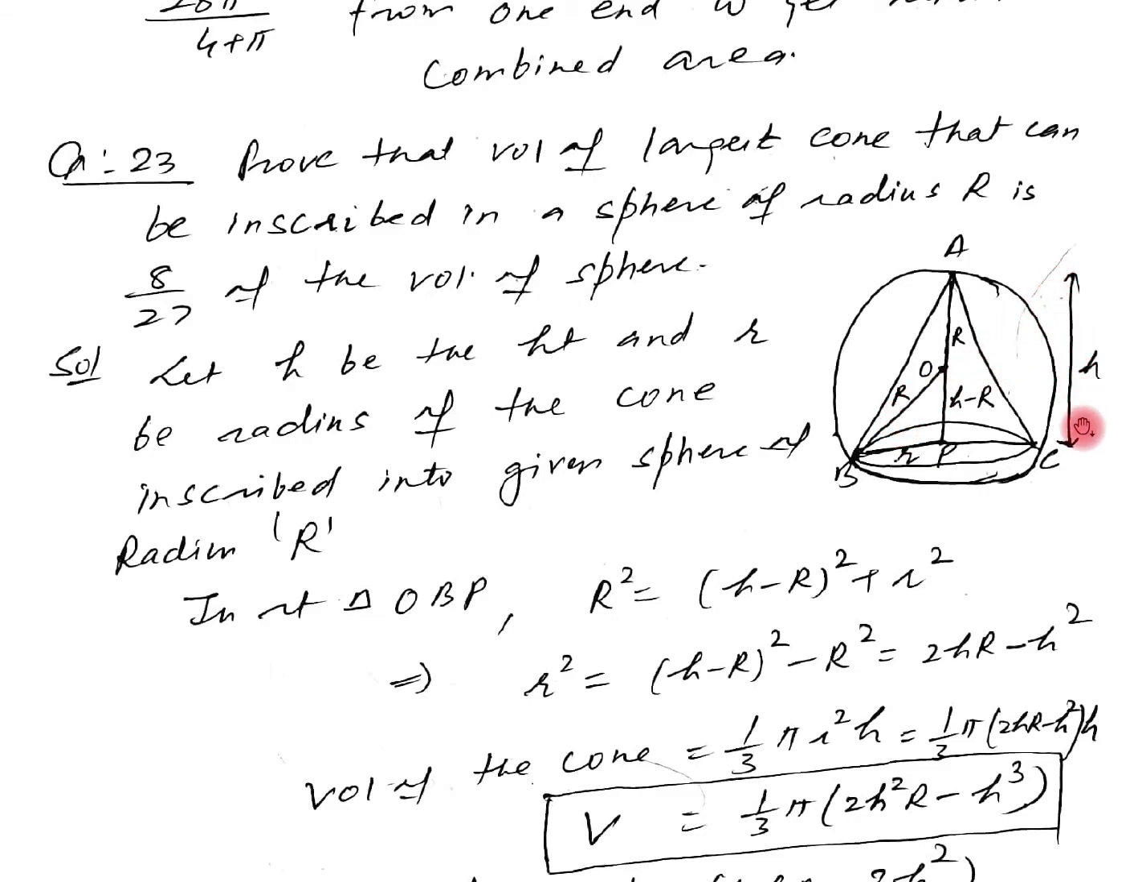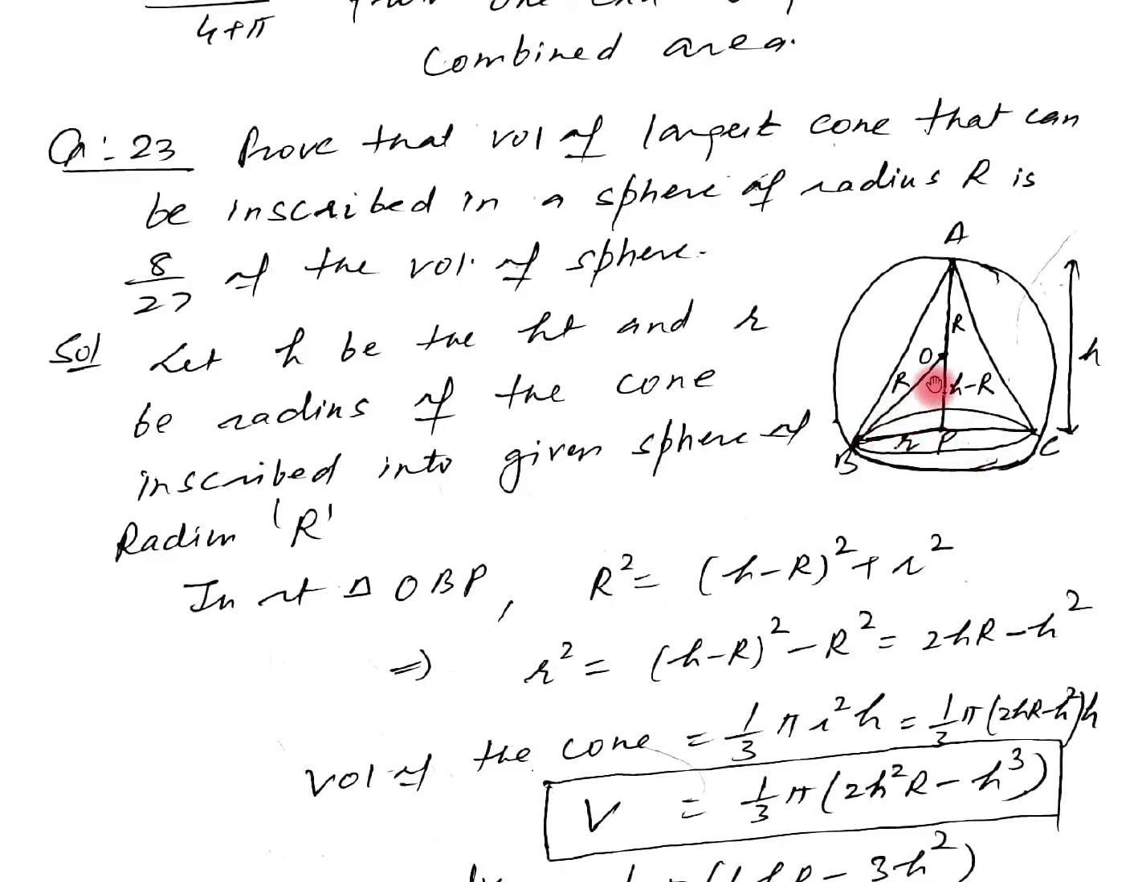Now this total length is h and this is equal to R, so the remaining length OP must be equal to h minus R. This is the important step here. In this right triangle, this is capital R, the radius of the sphere, this is small r, the radius of the cone, and the total height is h. So this OP must be equal to h minus R.